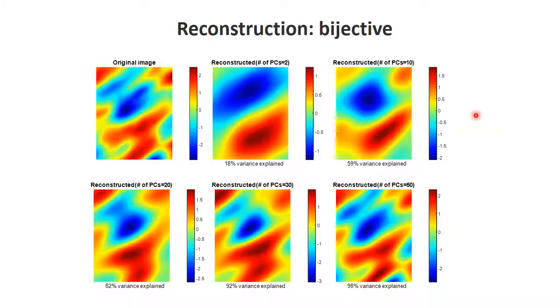I mentioned before that PCA allows for reconstruction. That means that I can write my original image and reconstruct it back as a linear combination of these basis images. And as I mentioned before, the more principal components I use, if I go from 2 to 10, 20, 30, 50, the better my reconstruction will be in terms of the original image.